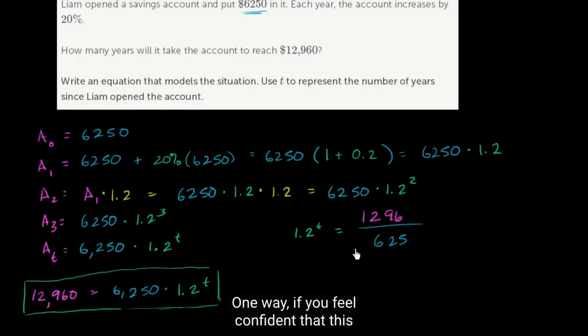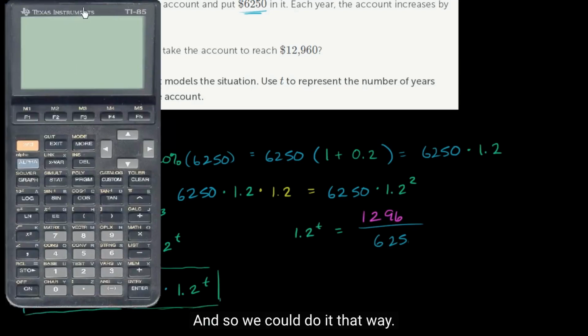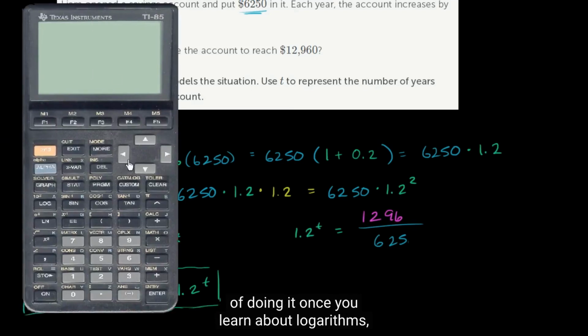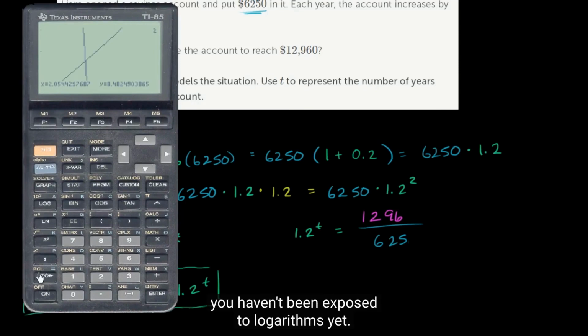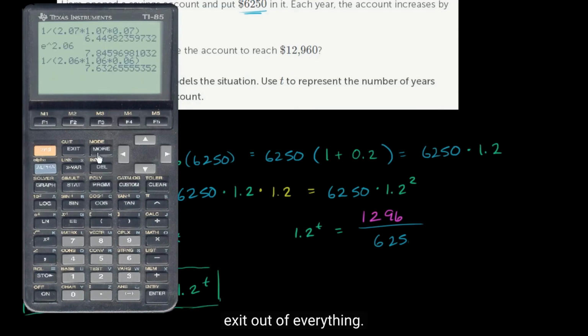There are several ways that you could solve this problem at this point. One way, if you feel confident that this is going to have an integer answer, you could literally just use your calculator and multiply 1.2 enough times to get whatever number this is. And as we'll see, there's a more systematic way of doing it once you learn about logarithms. I'll do that last, at the end, just in case you haven't been exposed to logarithms yet.